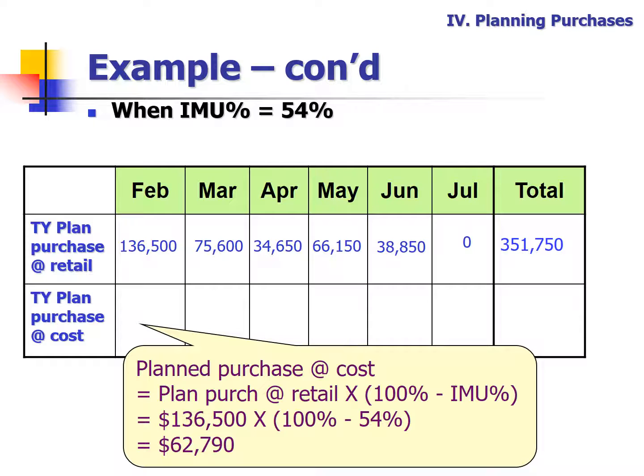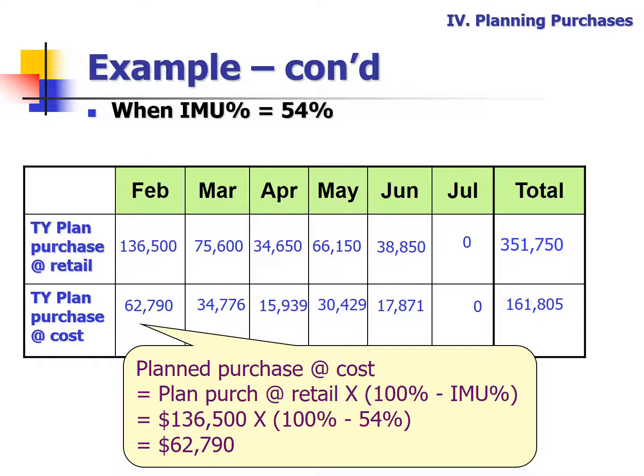Okay, and the cost value is equal to the retail value times 100% minus initial markup percent, right? What if the initial markup percent was 54%? Then for February, for example, that will be $136,500 planned purchases at retail times 100% minus 54% IMU percent, and that will be the cost value of the planned purchases for February, which was $62,790. Okay, and we can do the same kind of calculation across all 6 months.